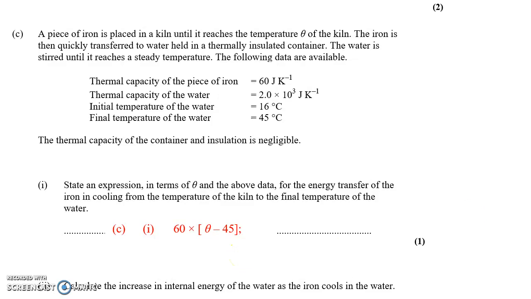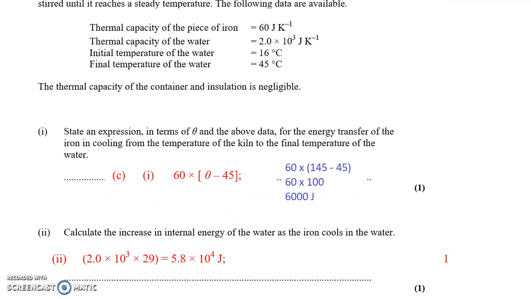As a quick example, which you don't need to do to get the mark, I've written it like this. So if we imagine the kiln was 145 degrees, then the iron will cool down from 145 down to 45, making a temperature change of 100 Kelvin or 100 degrees C. Multiply that by 60 joules per Kelvin, and we get an energy transfer of 6,000 joules. So in this question, it doesn't really matter whether you use degrees C or Kelvin, it'll be fine either way. But if you use Kelvin, you have to convert the 45 to Kelvin as well. But for the expression, it's not important.